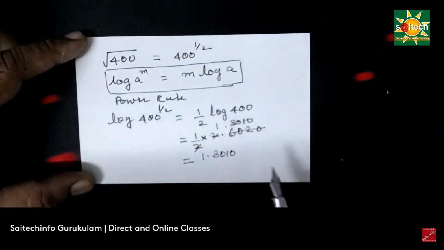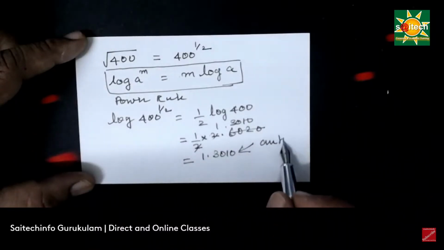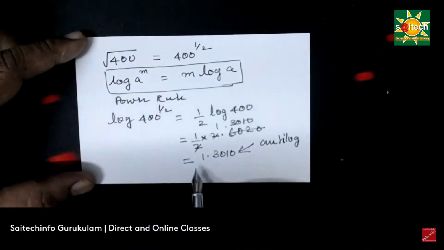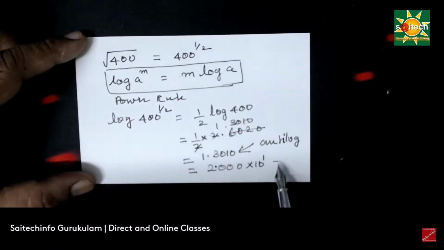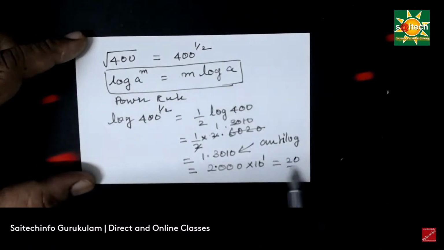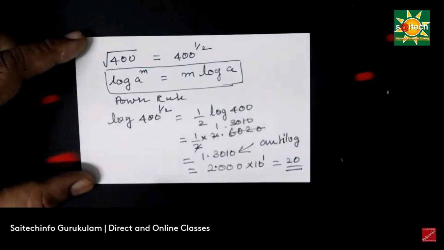1.3010. You have to check antilog for this. So check antilog, it will be 2000, 200. And what you are supposed to do, you have to take 2 point and take this as 10 power 1, which is nothing but 20. Now we got the result. So the answer is 20.